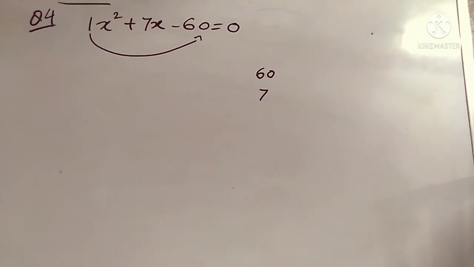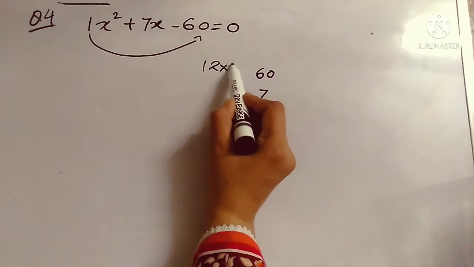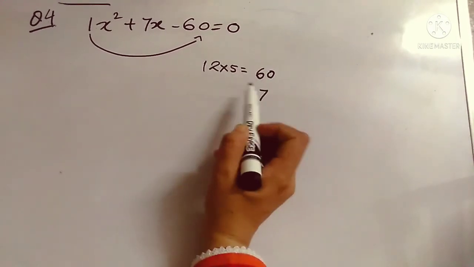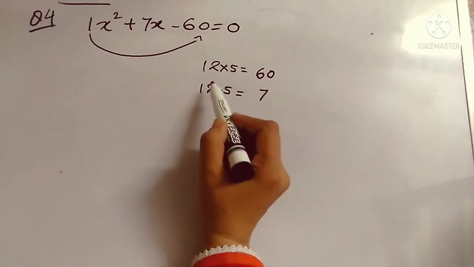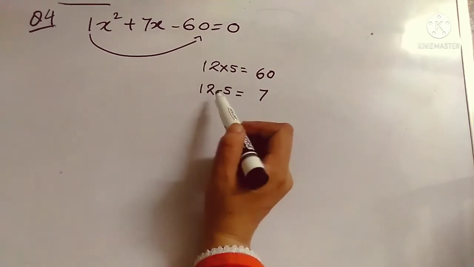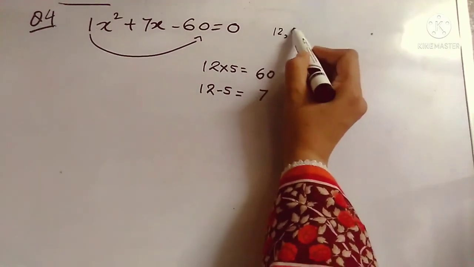So what are those two factors? 12 times 5 is 60. Those two factors are 12 and 5. When you multiply 12 with 5 you will get 60. And when you subtract 5 from 12 you will get 7. It means that those two factors are 12 and 5. So let's take these two factors, which are 12 and 5.